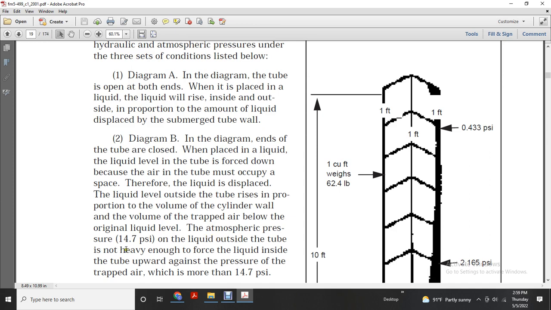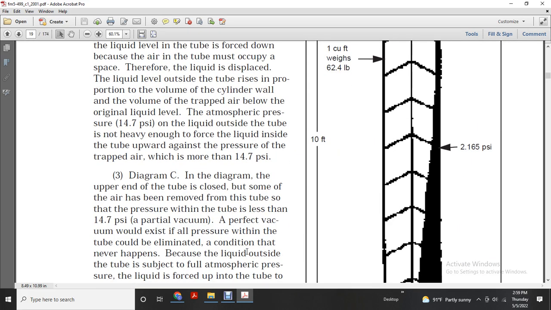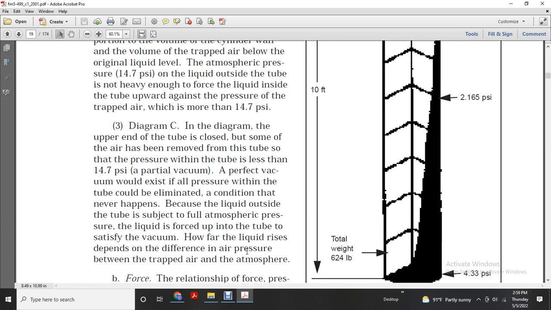Liquid outside of the tube is not heavy enough to force the liquid inside of the tube upward against the pressure over the trapped air, which is more than 14.7 psi. Diagram C: the upper end of the tube is closed, but some of the air is removed from the tube. In this tube, the pressure within the tube is less than 14.7 psi, a partial vacuum.